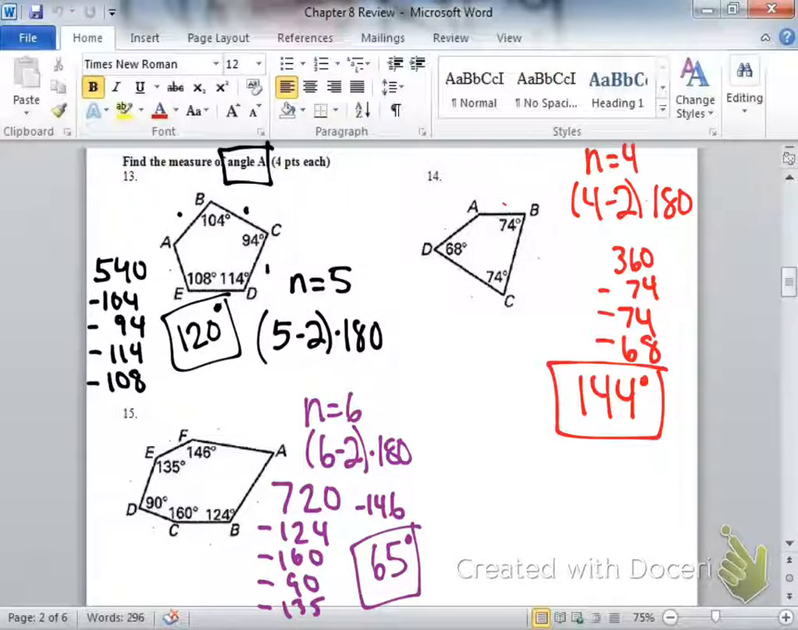Raise your hand if you have any questions, 13, 14, 15. Remember on these, it's like 2 problems in one. You first have to find the total sum of all the angles. Subtract the ones you know, that'll leave you with the one you're looking for.